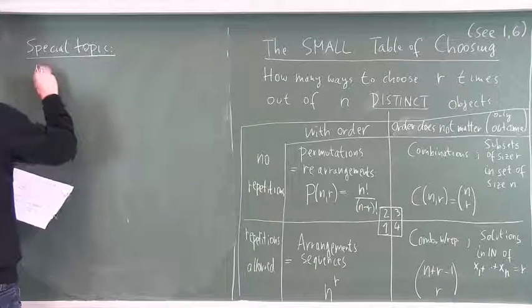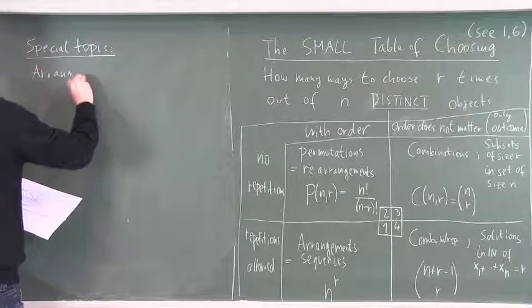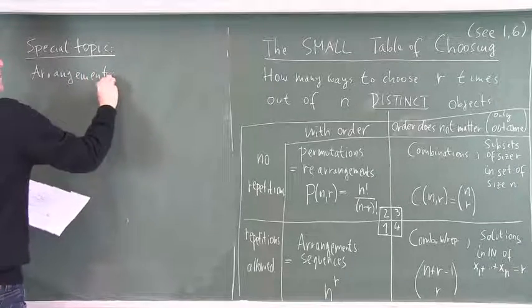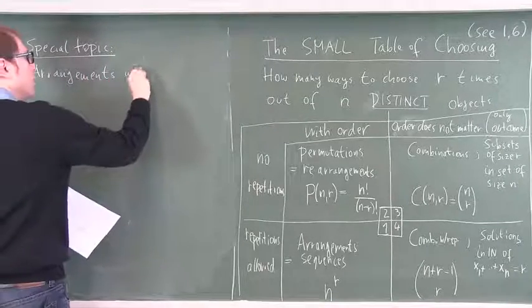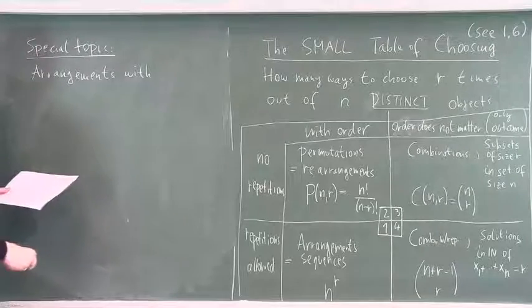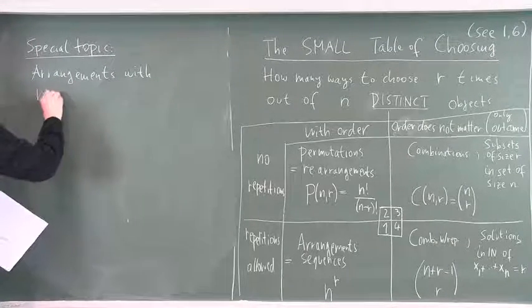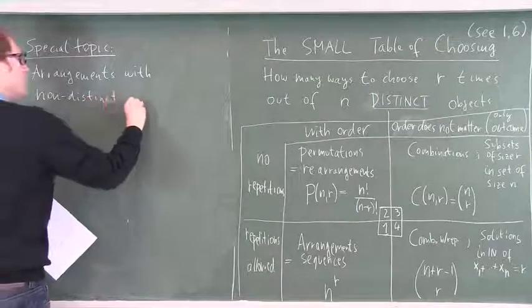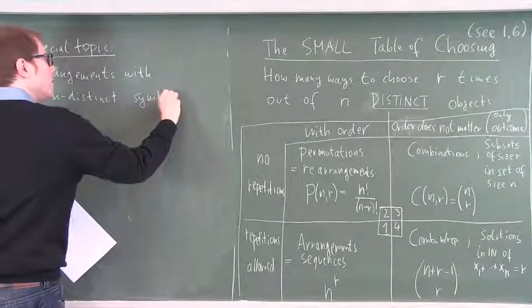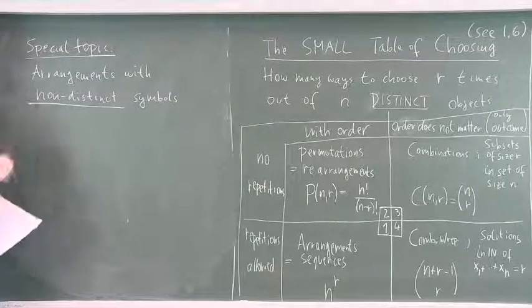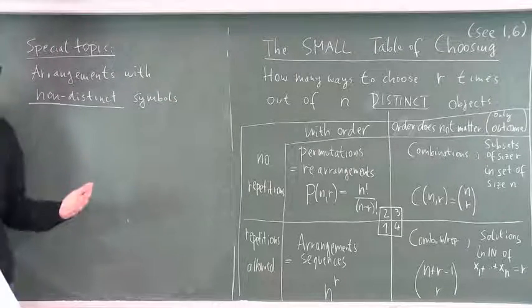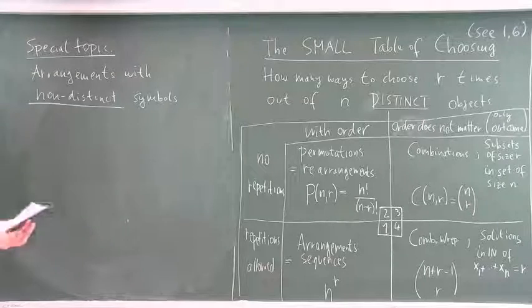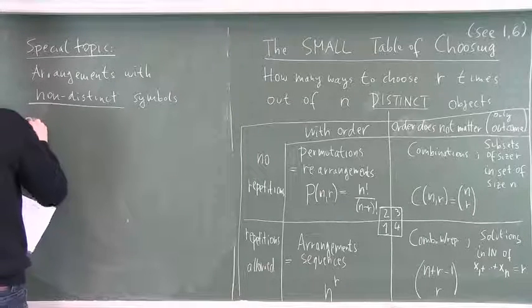So this is arrangements with non-distinct symbols. So non-distinct means that there might be symbols which actually are just the same. So here's a typical example.